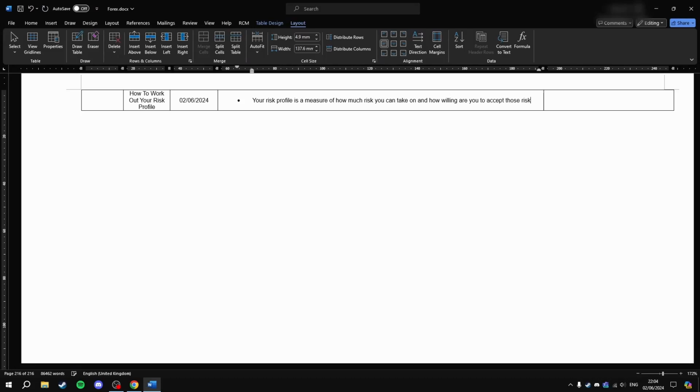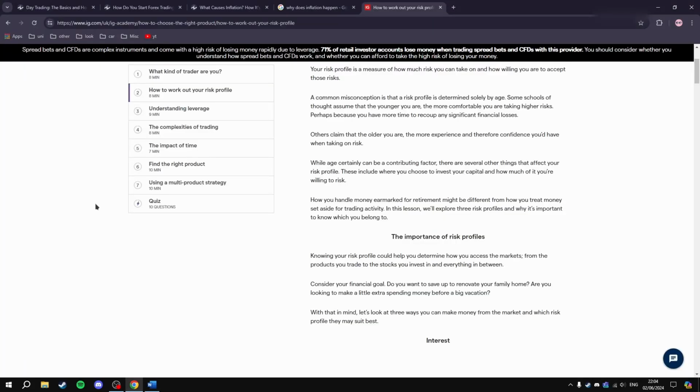A common misconception is that a risk profile is determined solely by age. Some schools of thought assume that the younger you are, the more comfortable you are taking higher risks, perhaps because you have more time to recoup any significant financial losses. Others claim that the older you are, the more experience and therefore confidence you would have when taking on risk. While age certainly can be a contributing factor, there are several other things that affect your risk profile. These include where you choose to invest your capital and how much of it you're willing to risk. So how much of it you're willing to lose, I guess you could say.